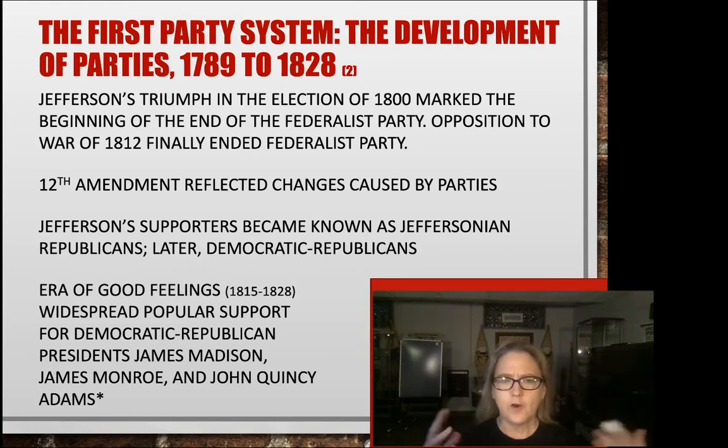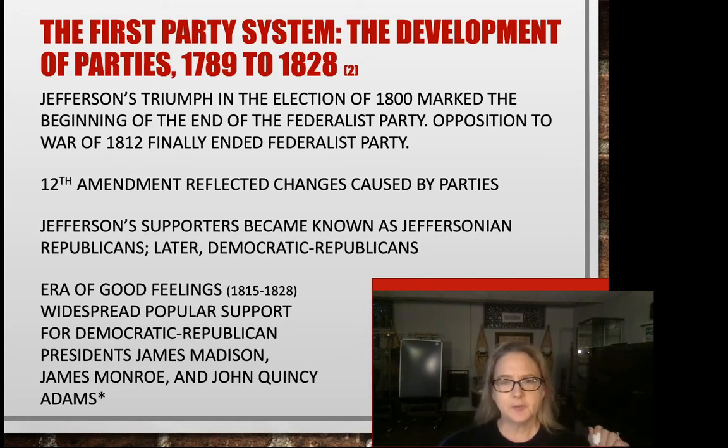From that point, from 1815 to about 1828, you have what's called the era of good feelings. It was basically a one-party system where the Democratic Republicans were the party. You had President James Madison, James Monroe, John Quincy Adams, and I put an asterisk there by John Quincy Adams because his election marks a significant shift and the end of this first party system.